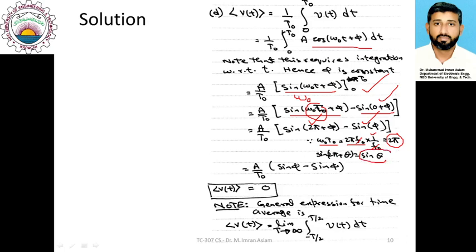So therefore sin of 2 pi plus theta can be written as sin theta. So this sin 2 pi plus phi can be written as sin phi, minus sin phi. So eventually, because both terms are the same and being subtracted, they will cancel out. So you will get the average value to be equal to 0.